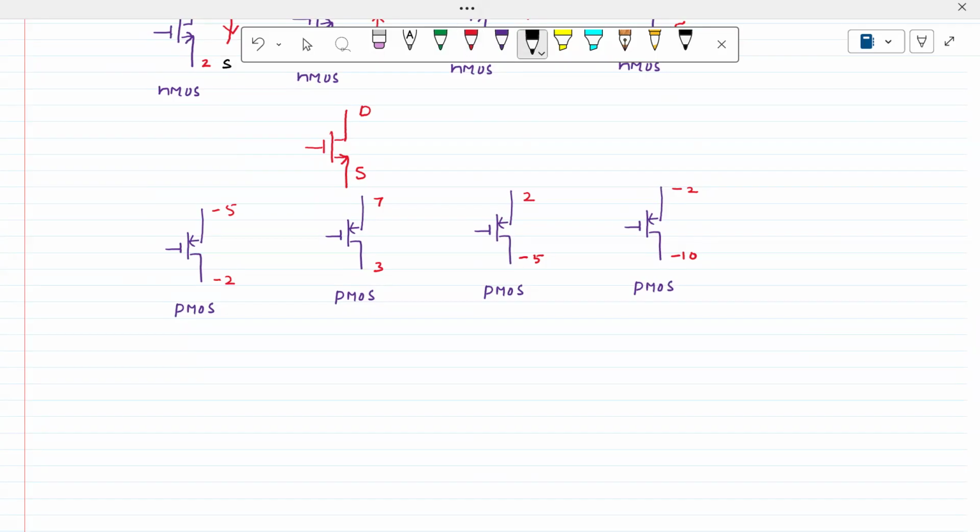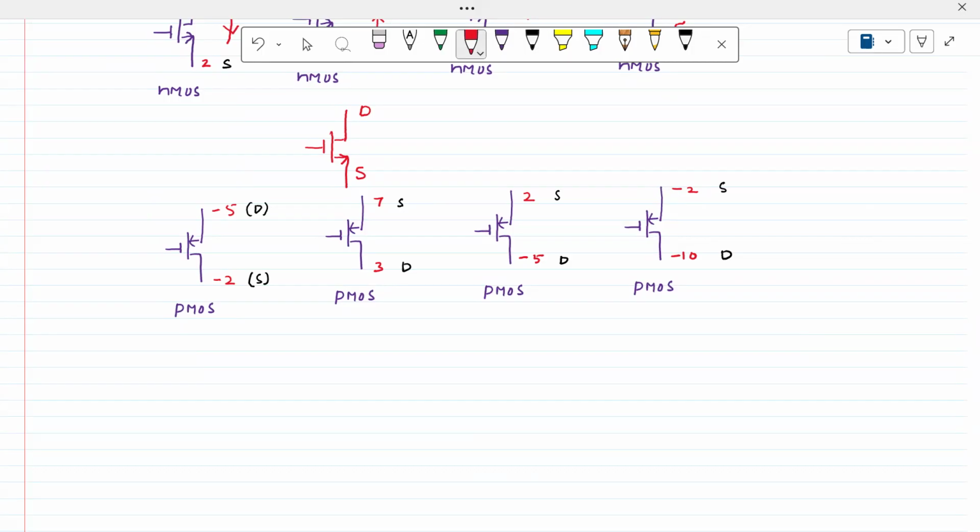High potential is at the source. This is the high potential, right? It's the source. This is the drain. What about here? Source, drain. What about here? Source, drain. What about here? Source and drain. You have to say it in this way. What is the current direction in this case for the PMOS?